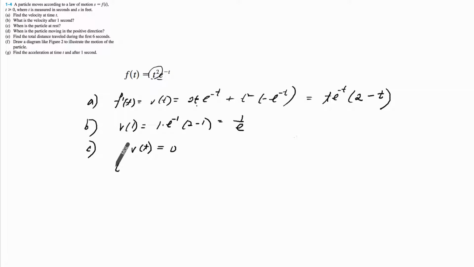So we take this, and the whole thing can be 0 from 2 places: this and this factor. From here you get t is equal to 2.